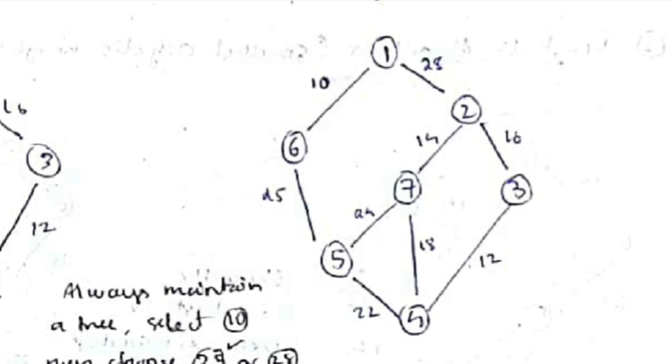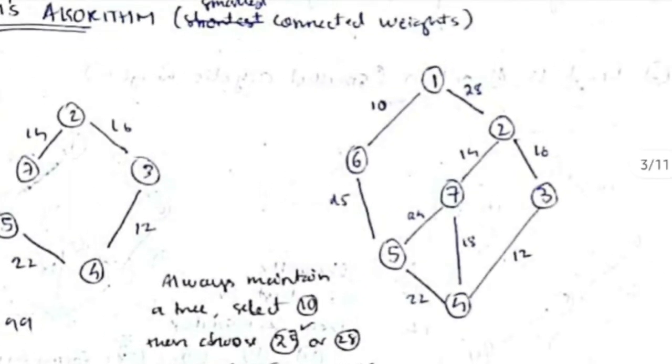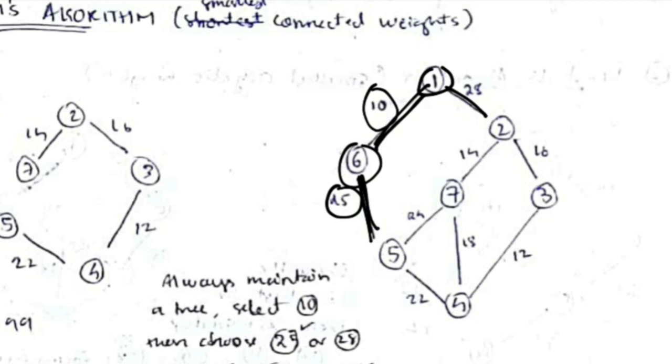So for that, Prim's algorithm says to choose the minimum cost. Which is the minimum cost among these? It's 10, right? So choose this and make this node and branch here. So these two will be made here. Next, this is connected to 28 and this is connected to 25. Which is the least? 25 is the least. Make a connection here and erase this connection. The connection will not be there.